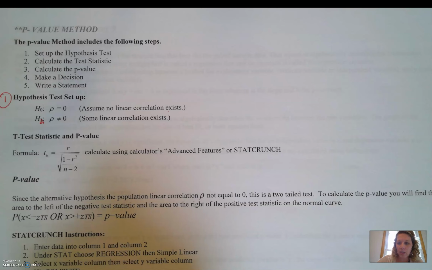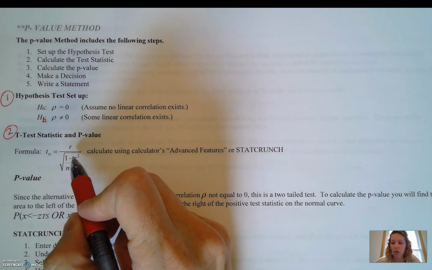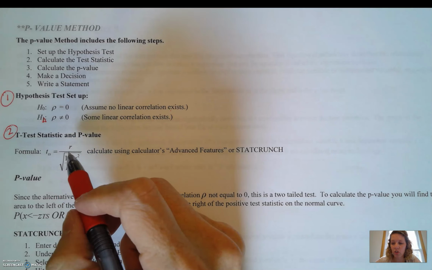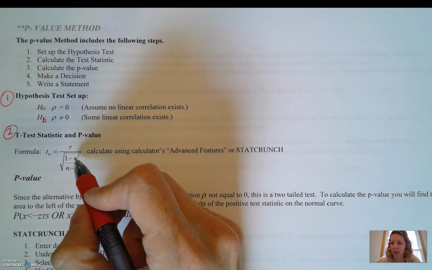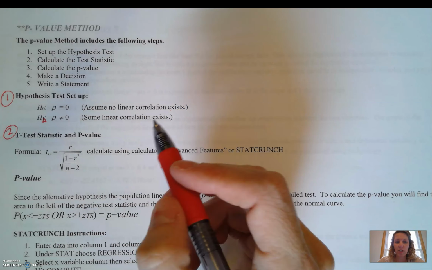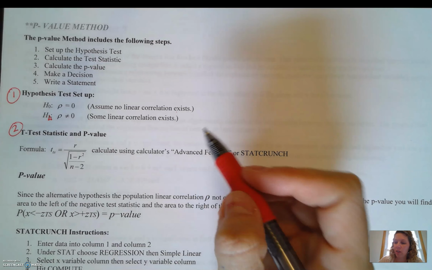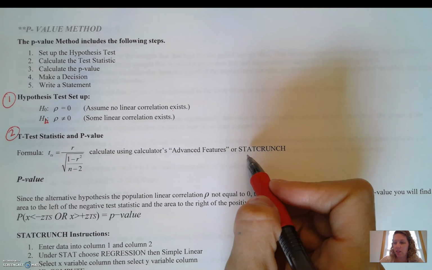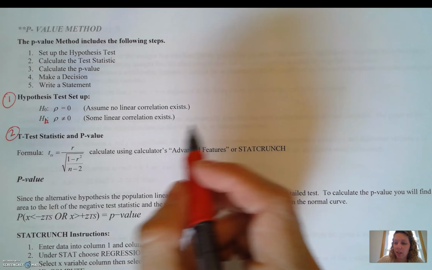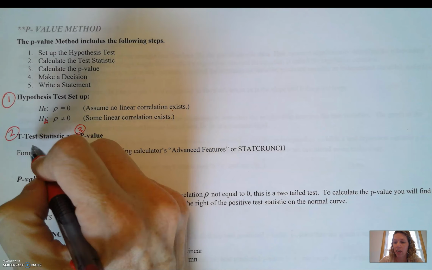Step number 2, we're going to calculate the t-test statistic. The t-test statistic is calculated using the formula R, which is calculated using StatCrunch, remember the correlation coefficient R, divided by the square root of 1 minus R squared divided by n minus 2. So remember R is that sample correlation coefficient. And we're going to use our calculator's advanced features or StatCrunch or some other form of technology to calculate the t-test statistic, and then also the p-value. So we're going to use technology to calculate both the test statistic and the p-value.